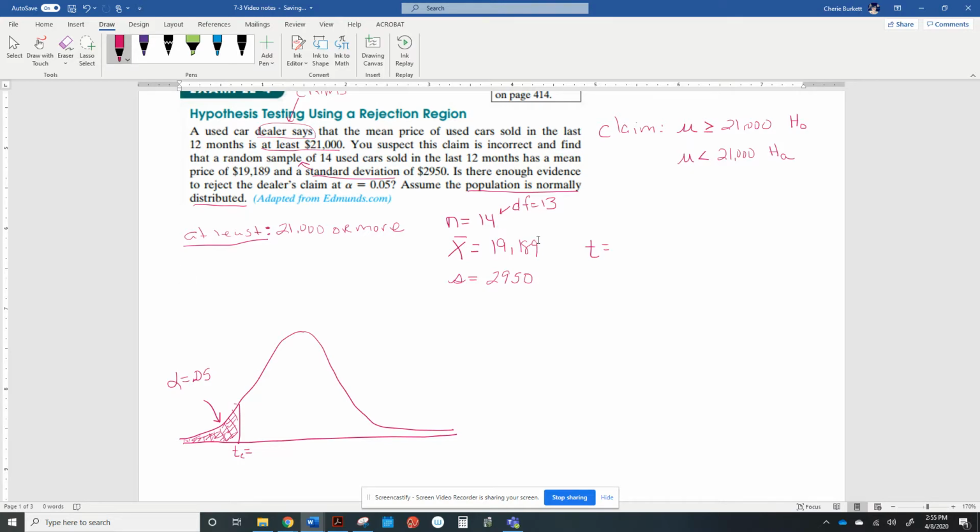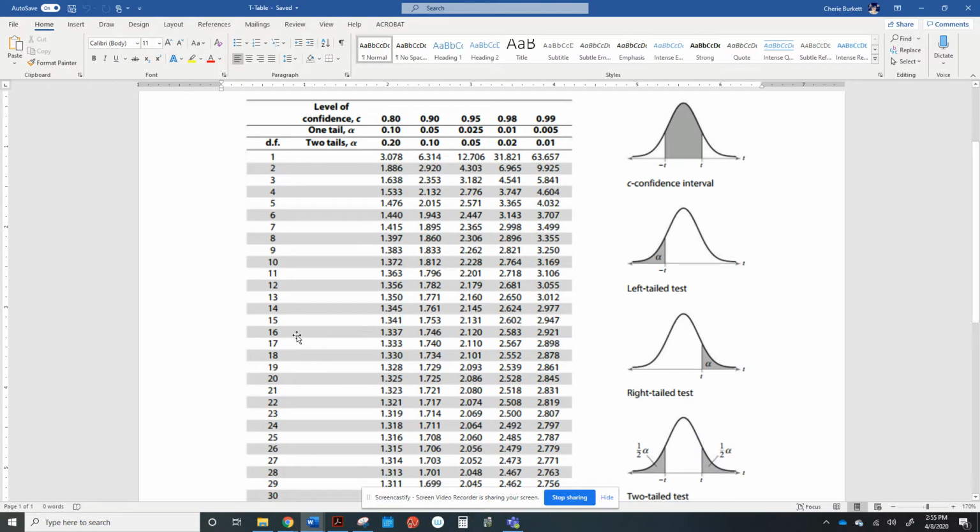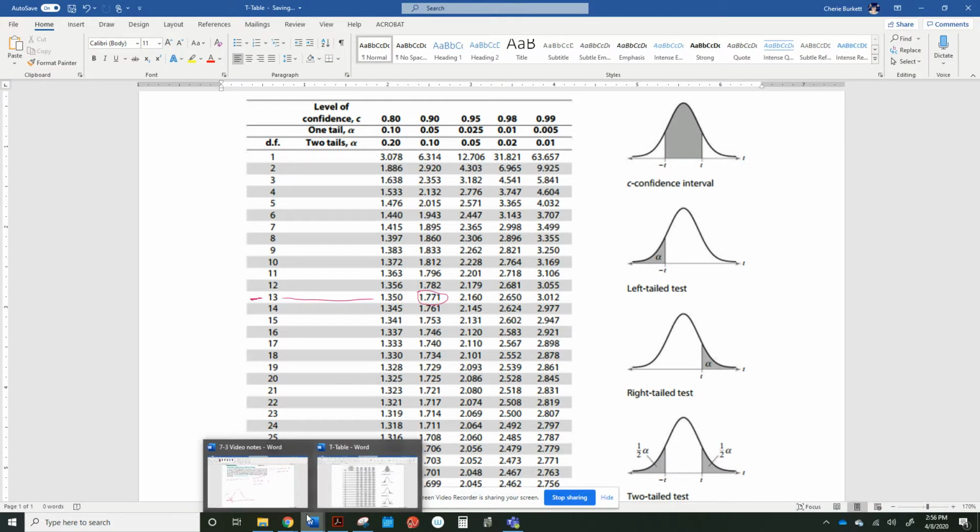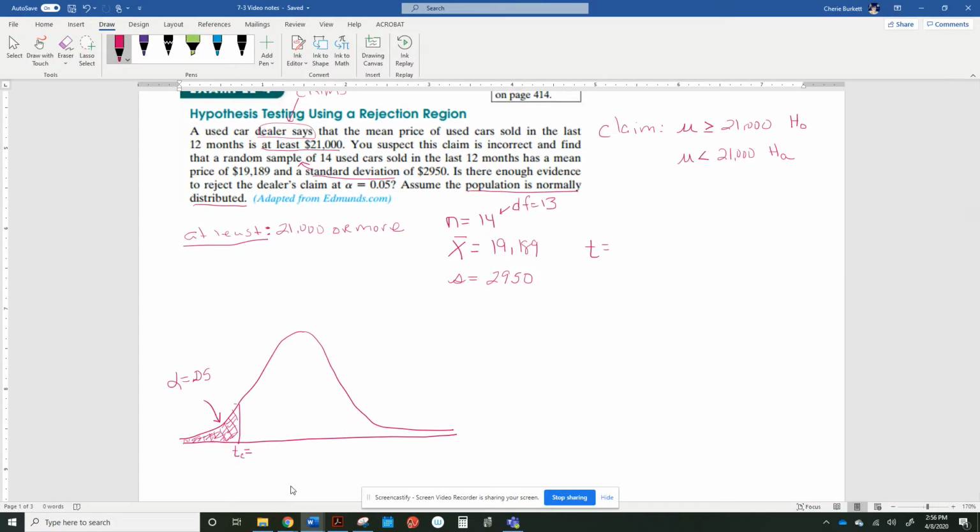Okay, so I'm going to go back to degrees of freedom. That's 13. So I'm going to go down to 13 right here. Here's 13. And 0.05 is my alpha. So it looks like this is going to be my critical value. So T is 1.771. So my critical value T is 1.771. All right.